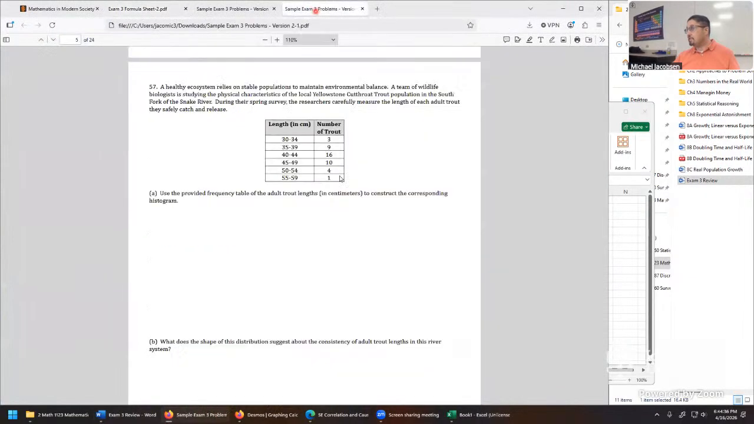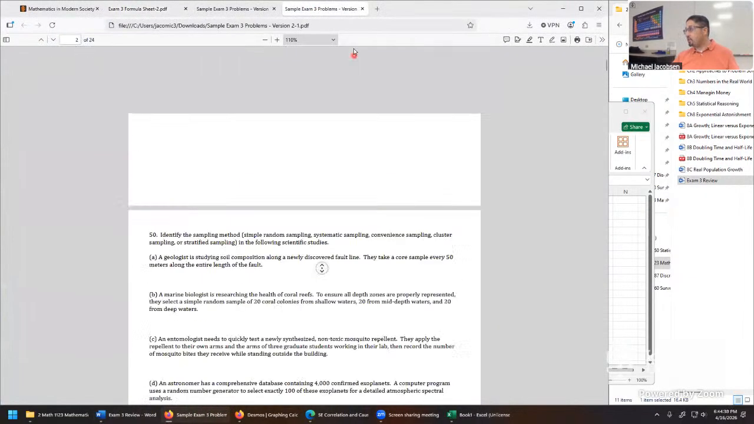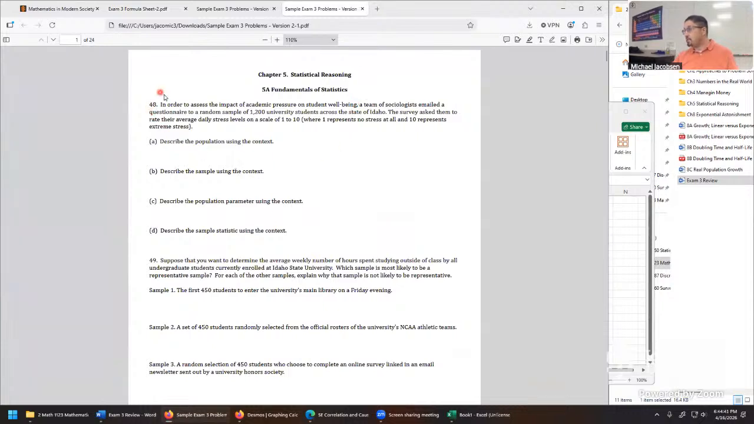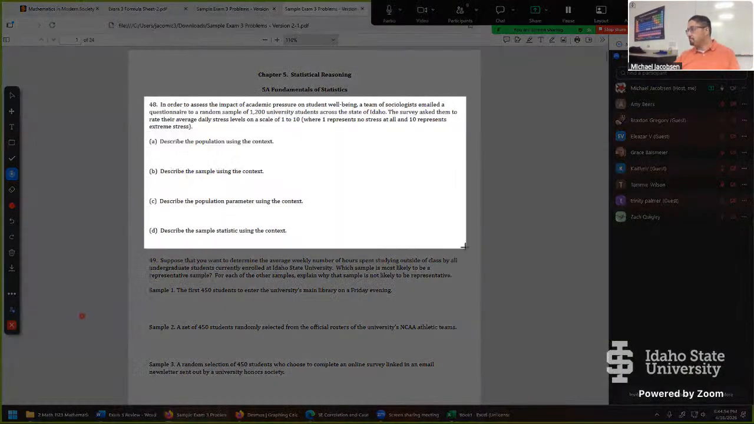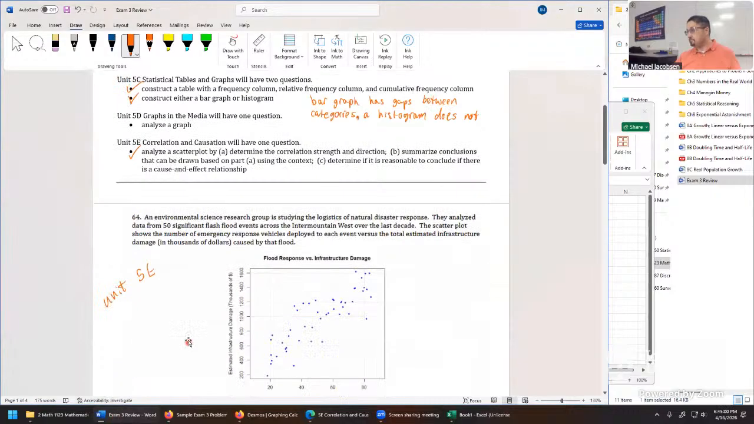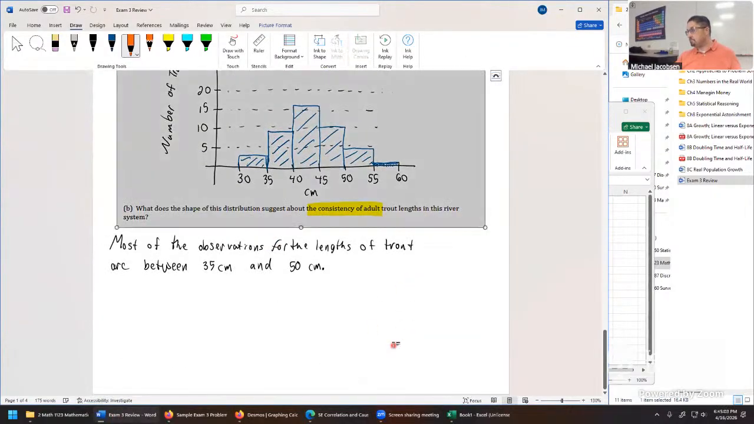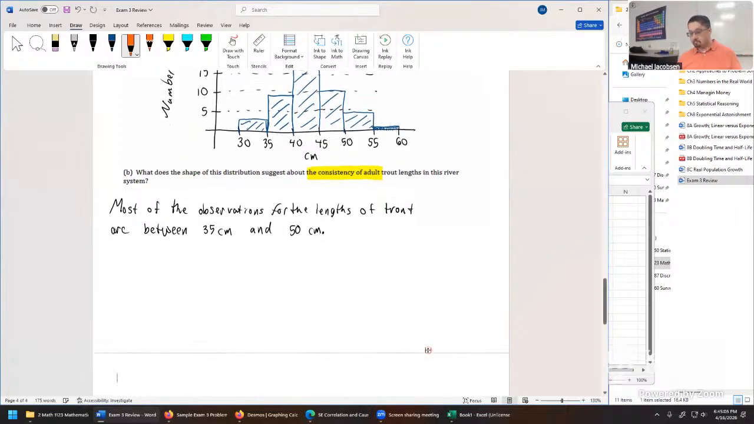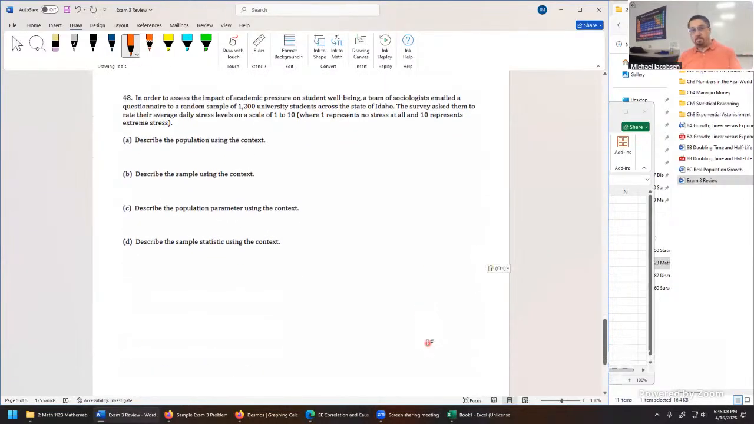So I'll go for a new context. We're looking at one at the very top of the notes. This one is to assess the impact of academic pressure. This one is to determine the average weekly number of hours studying outside of class. They both seem kind of similar in a certain sense. Let's go with maybe just the first one on the list. Okay, so we are identifying four different things based off a very short write-up on the context.